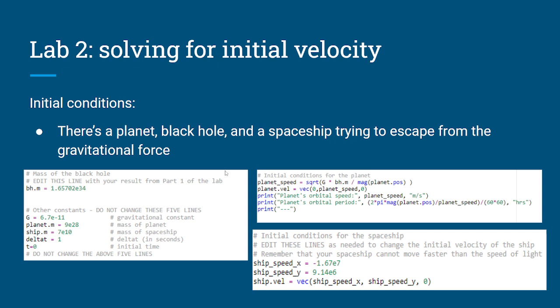Alright, Lab 2, solving for the initial velocity. So, initial conditions: there are three different parts, the planet, the black hole, and the spaceship that's trying to escape from the grasp of the black hole. You can see the black hole's mass is the same as the one we calculated before, and all the constants go like this: 6.7 e negative 11, 9 e28, 7 e10, and then this just to solve for the planet speed. The initial condition for the velocity of the spaceship to escape is going to be negative 1.67 e7 and 9.14 e6.